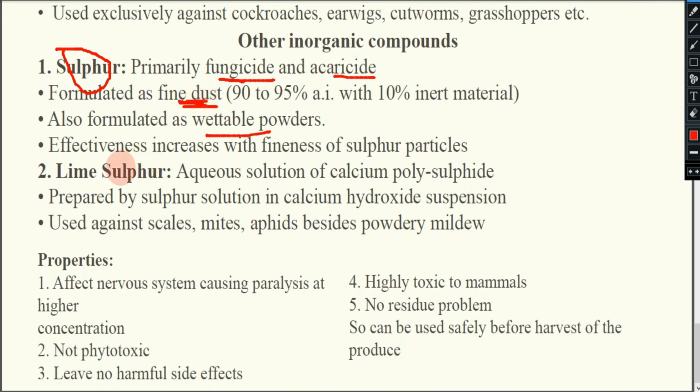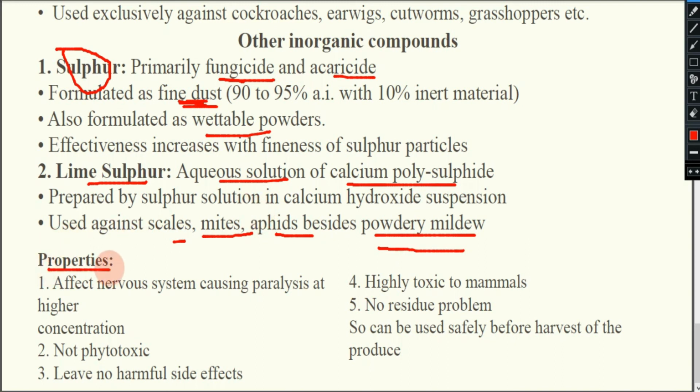What is the formulation? That is lime sulfur. This is the aqueous solution of calcium polysulfide. How is it prepared? By dissolving sulfur in calcium hydroxide. If this suspension is created, then lime sulfur can be prepared. This one is used against scales, mites, aphids, besides powdery mildew. That means it is a fungicide for powdery mildew, and an insecticide for scale, mite, and aphids, like sucking pests.